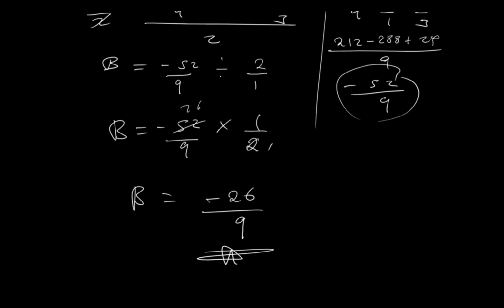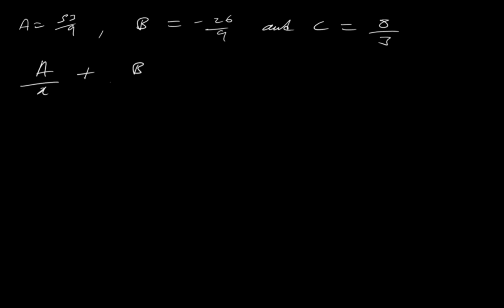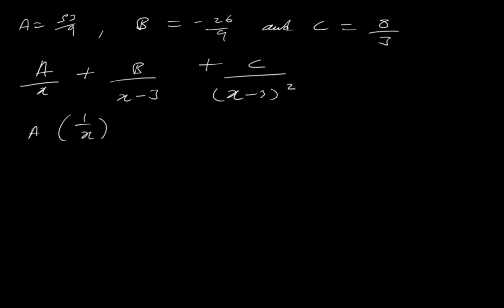Wonderful. So we have the value of A, which is equal to 53 over 9. We have the value of B, which is equal to what we've just found, negative 26 over 9. And the value of C, which is equal to 8 over 3. Our decomposition was A over x plus B over x minus 3 plus C over x minus 3 to the power 2. Like I said, you can also write it as this: 1 over x plus B over 1 over x minus 3 plus C over 1 over x minus 3 squared.